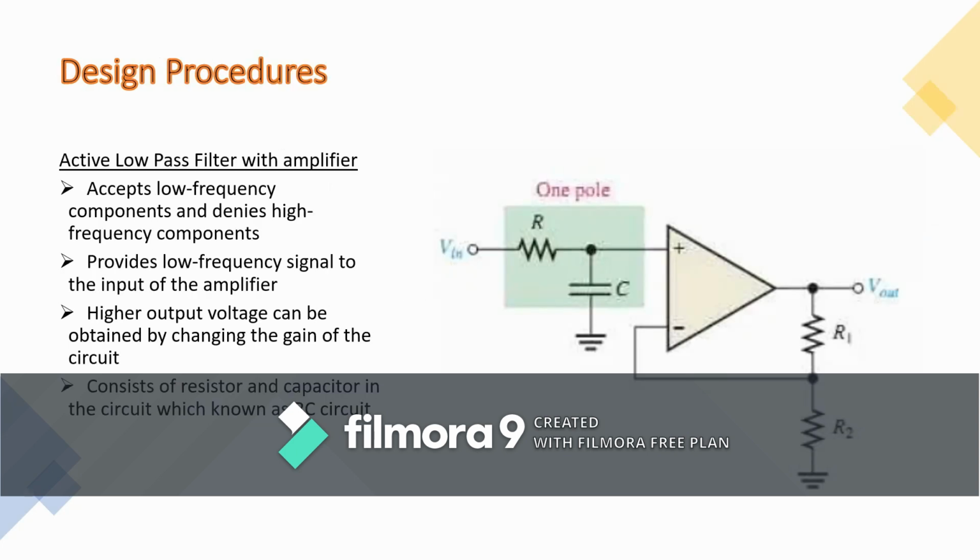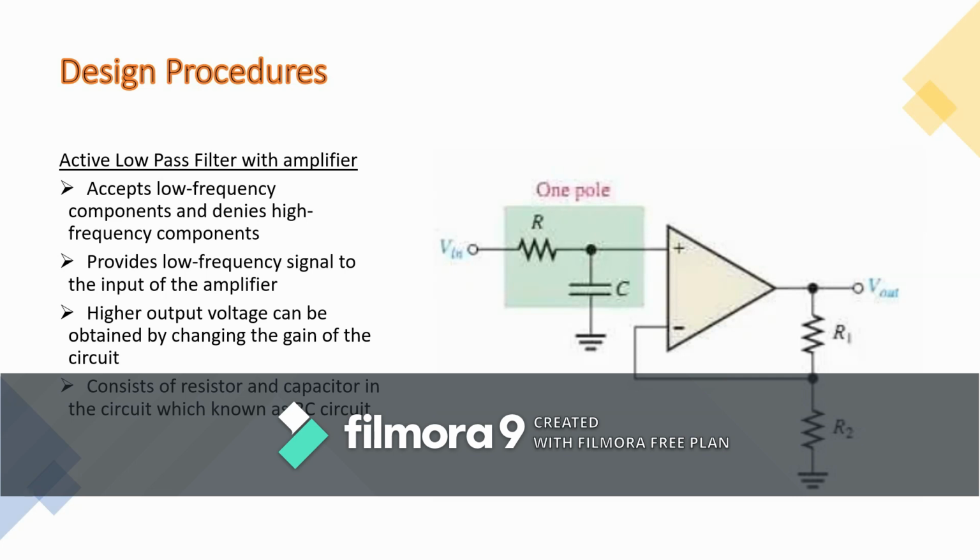Now I'm going to talk about the design procedure of this circuit. For my circuit, I will use an active low pass filter with amplifier. The reason for using an active low pass filter is that it can accept low frequency components and deny high frequency components. Besides that, it also provides a low frequency signal to the input of this amplifier, which operates as a unity gain output buffer circuit. Higher output voltage can also be obtained by changing the gain of the circuit.